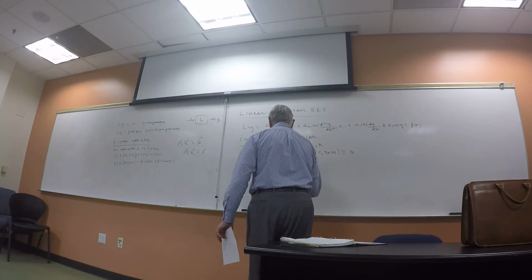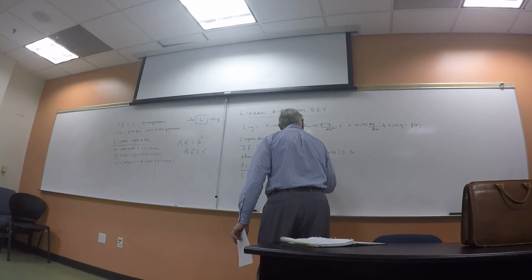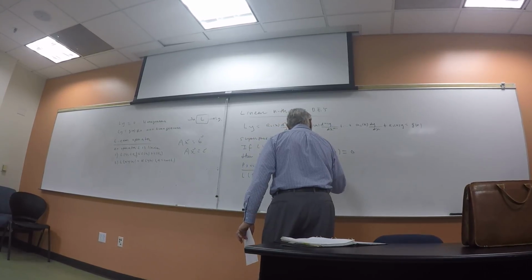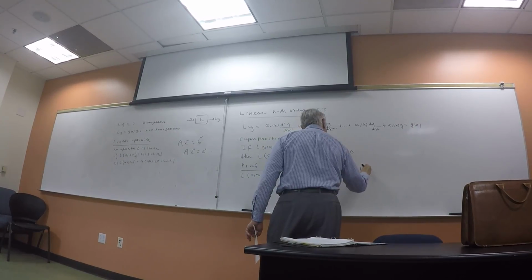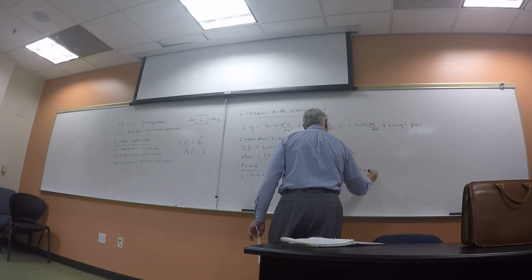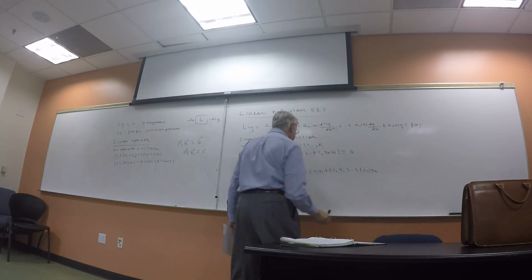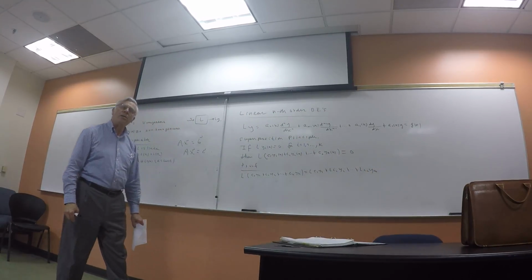Because it's linear by definition, it's just L operating on c1 y1, plus L operating on c2 y2, plus dot, dot, dot, plus L operating on c sub k yk of x. That's just because it's linear. Well, what about the second condition of linearity?